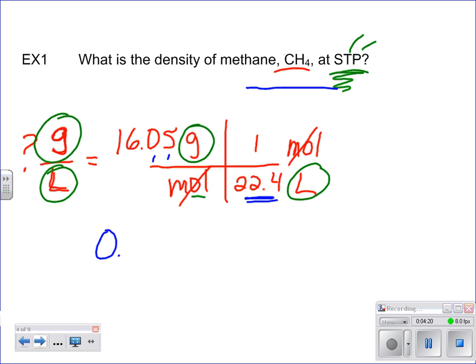And anybody get an answer? Excellent. And then that's going to be in grams per liter. Always a good idea to look at those numbers and make sure it makes sense. We know the density of water is 1 gram per milliliter. I would expect a gas to be quite a bit less, so less than 1 gram per liter. That sounds reasonable to me, so we probably did it correctly.